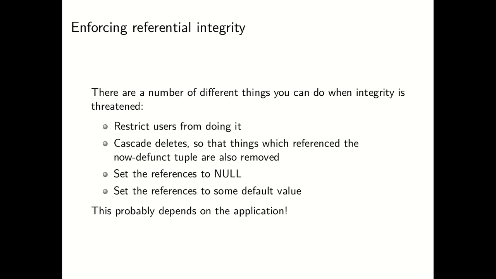The next thing you might want to do is to cascade delete, so anything that referenced the now defunct tuple is now also removed. So in that case, you delete Kurt Mauer, and all of the students that were associated with that hall, all of the students for whom that hall was a foreign key, would then also be deleted. I think this is probably not the decision you'd want to make in this particular case, but it might be the right decision in other cases.